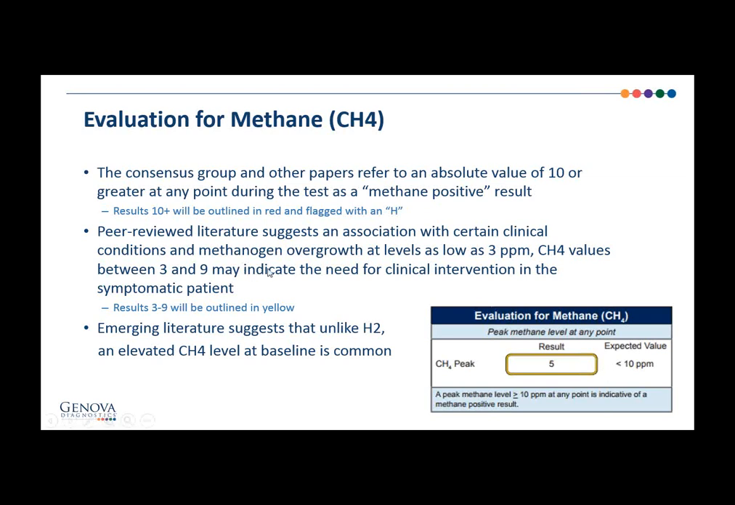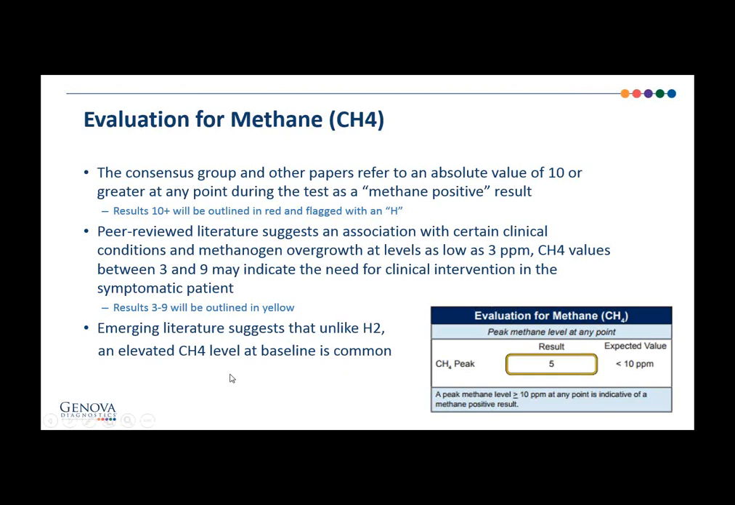The peer-reviewed literature suggests an association with certain clinical conditions and methanogen overgrowth at levels as low as 3 parts per million. So in that case, we will flag results that are between 3 to 9 with yellow. This may indicate the need for clinical intervention, especially if the patient's symptomatic. So you always want to look at your patient, look at the symptoms, and that will guide whether you're going to decide to treat or not.